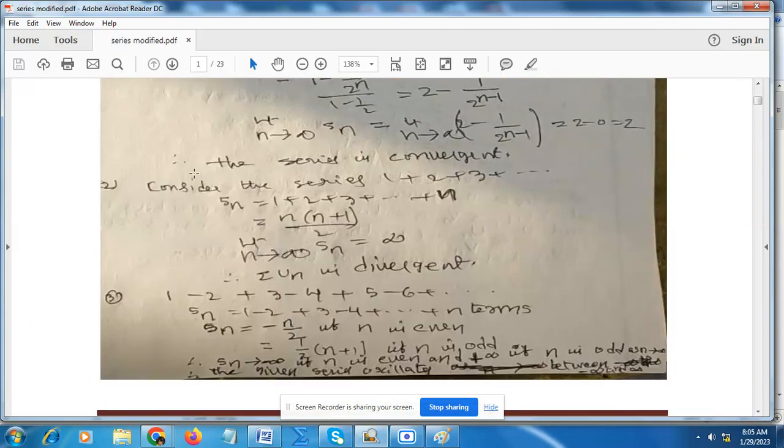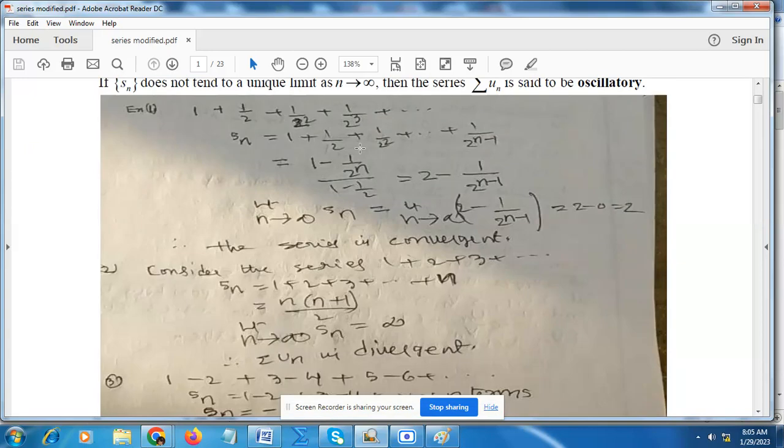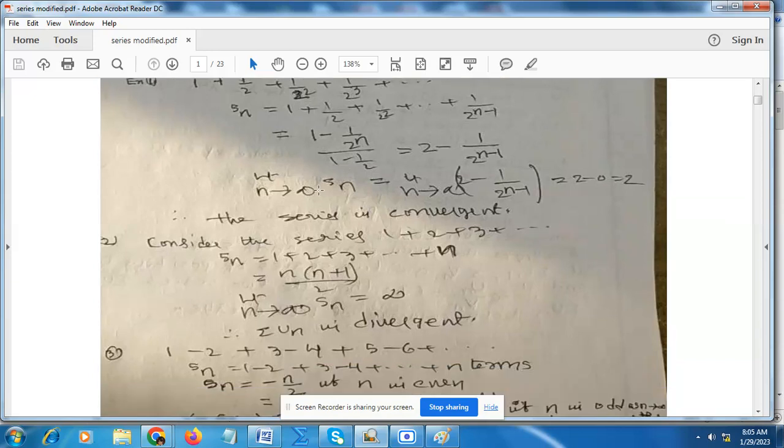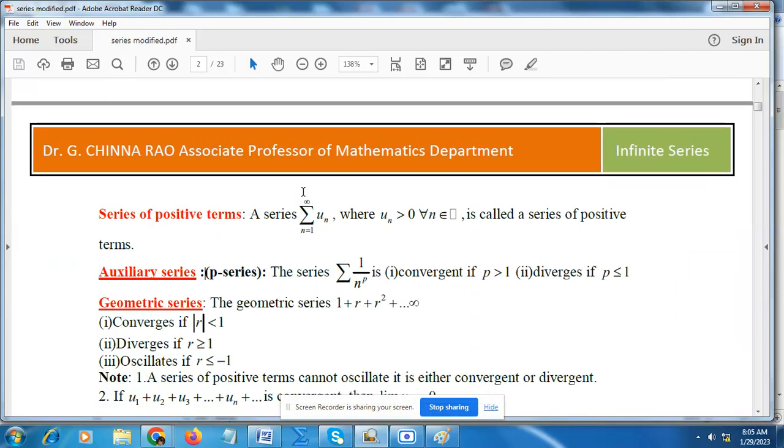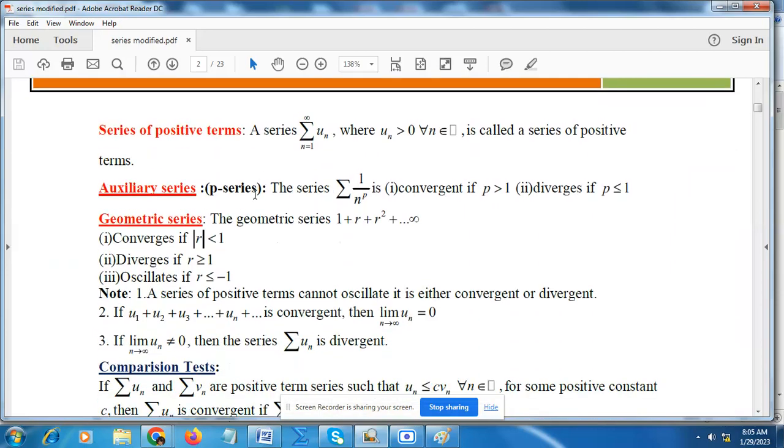Every time, to decide the nth partial sum is difficult or complicated. So we have to use some tests to decide the convergence of the infinite series. So basically we use these tests, so remember those tests. One is the auxiliary series or P series.